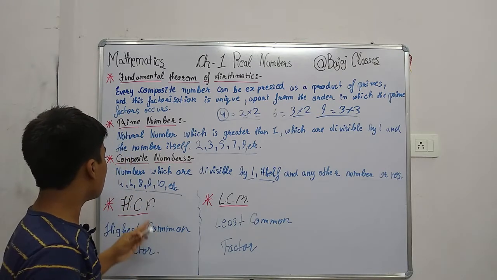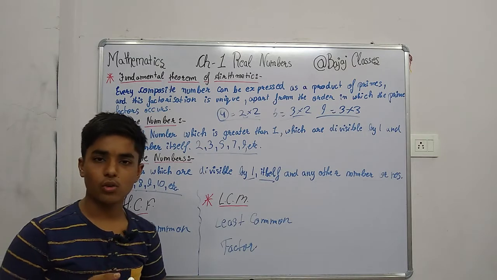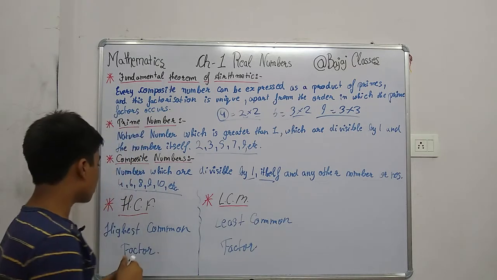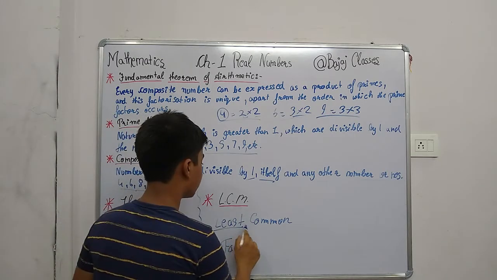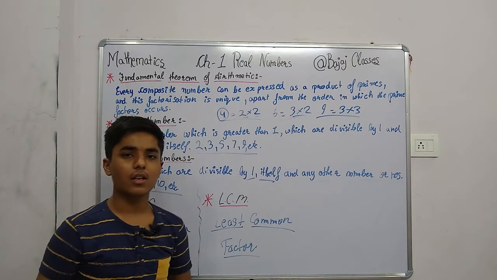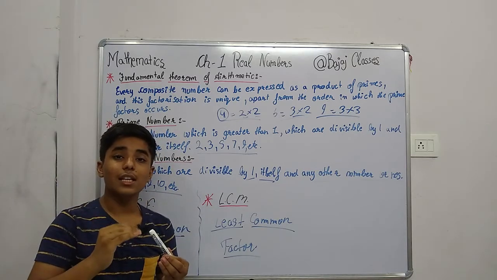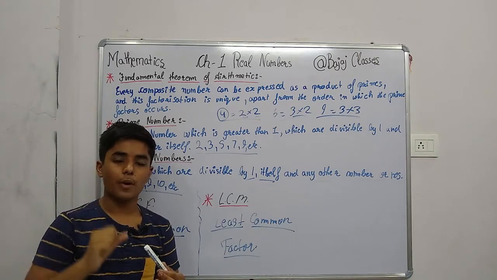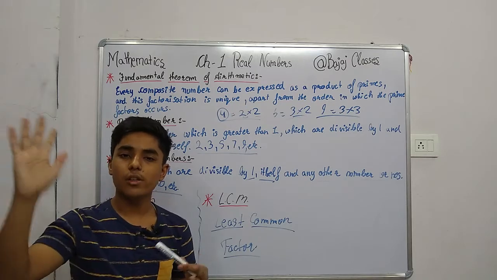Now we'll read what HCF and LCM are. There is only a definition. You all know what HCF and LCM are. HCF is the highest common factor, LCM is the least common multiple. Here is a summary: in HCF you have to take the least power of all the common factors, and in the LCM you have to take the highest power of all the factors.